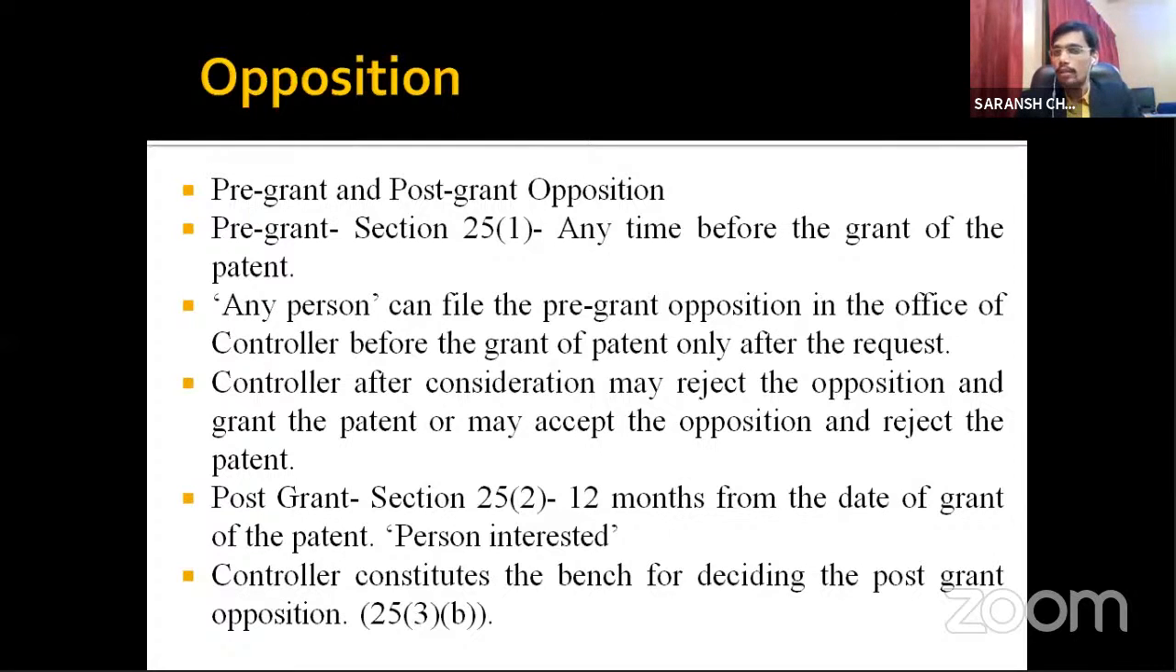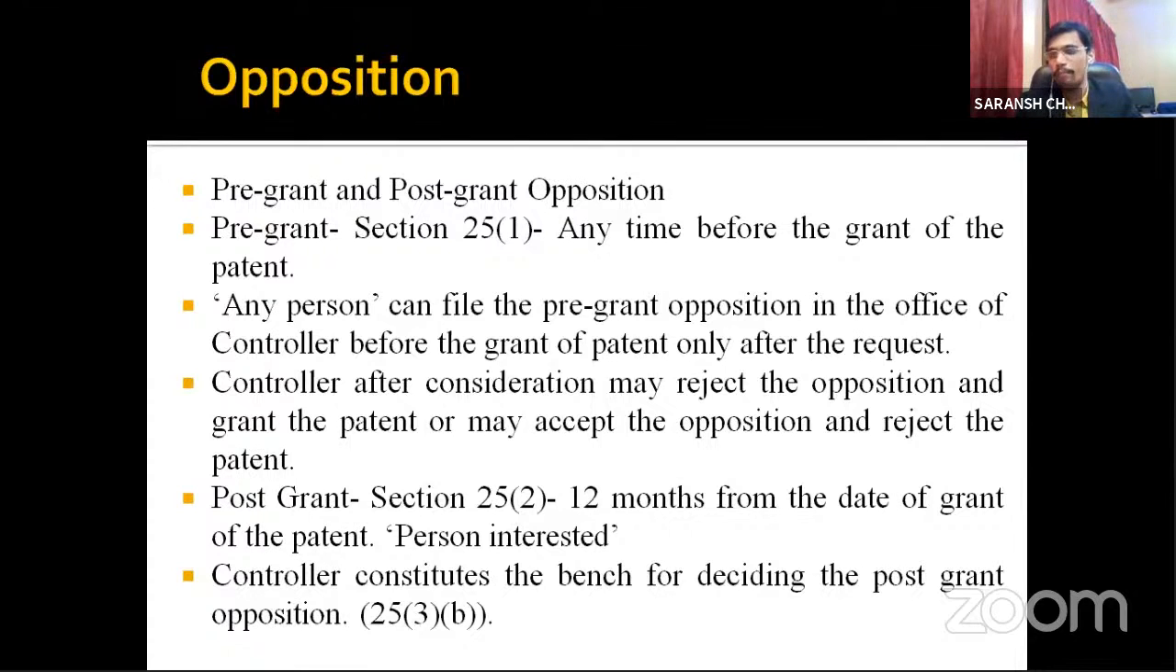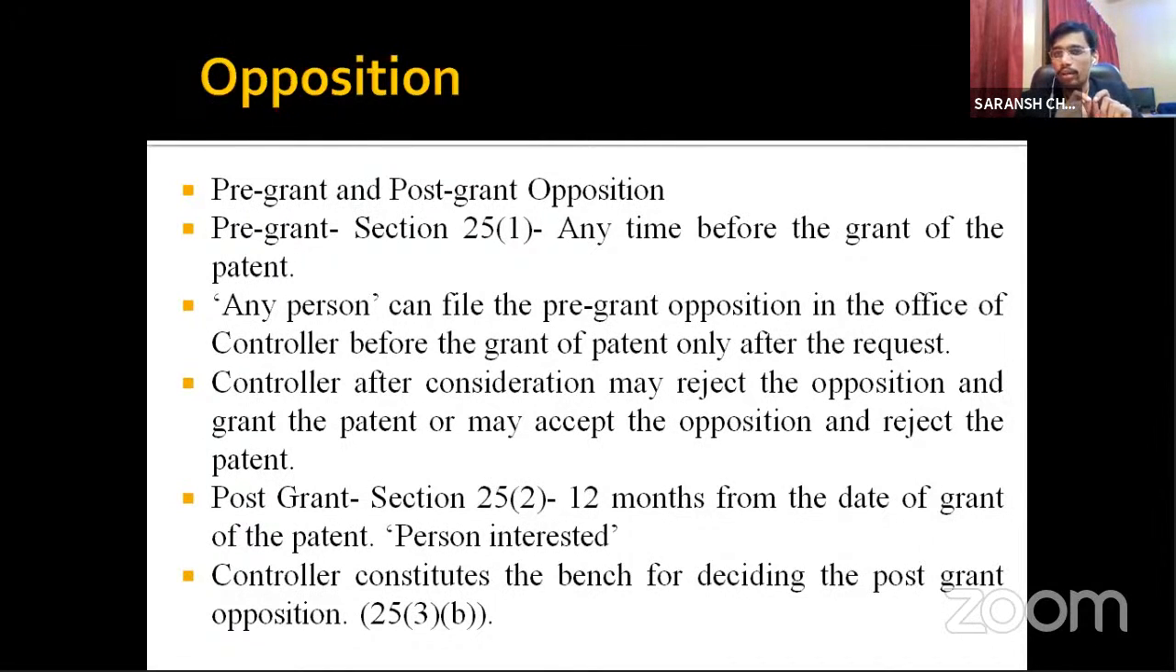Now, any person can file a pre-grant opposition in the office of the controller before the grant of the patent. The important part here is that the Patents Rules and the Patents Act give independence to any person. Any person means whosoever it is, even if they are not related to the invention, any person can go and file a pre-grant opposition.